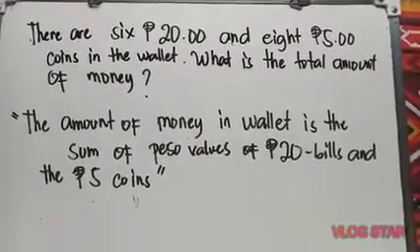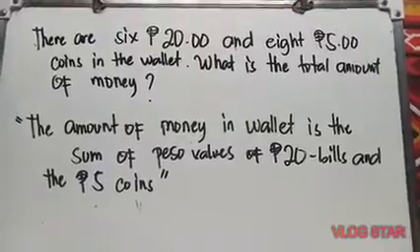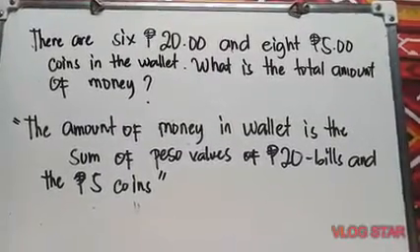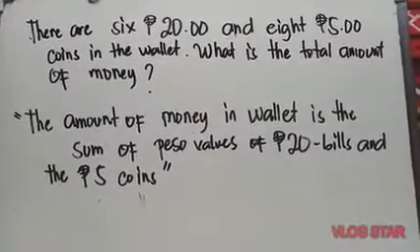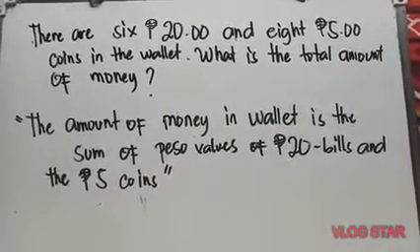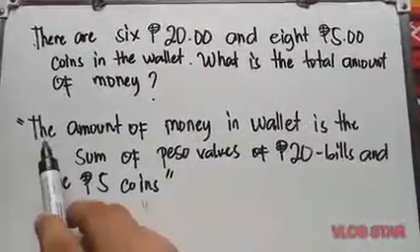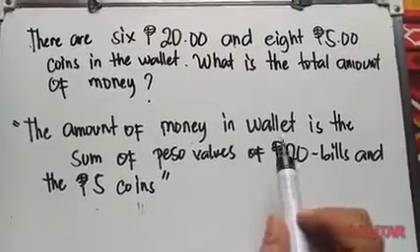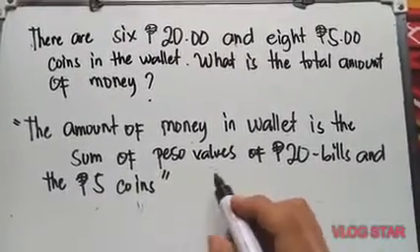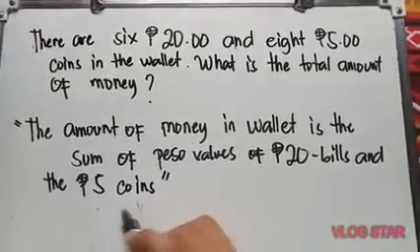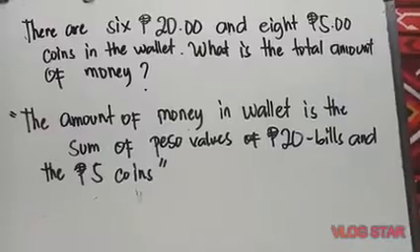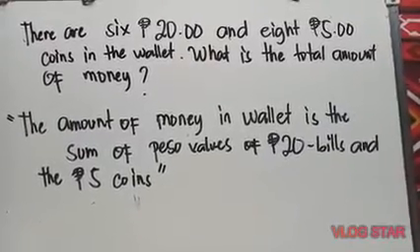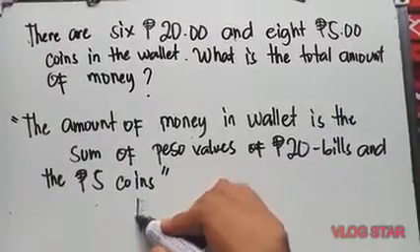There are 6 twenty-peso bills and 8 five-peso coins in a wallet. What is the total amount of money? We can solve this by writing first the word phrase. The amount of money in the wallet is the sum of the peso values of 20 bills and 5 peso coins. In algebraic expression, let's say that the sum of money is n.